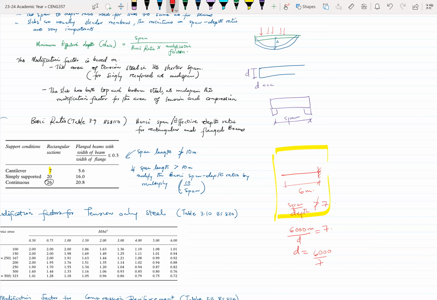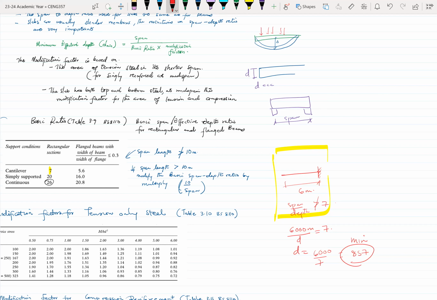Oh, I didn't bring my calculator. 6,000 over 7 is what? Can someone help me? 857. Okay. So it means that the minimum depth we can use is 857. So this is the minimum we can use.